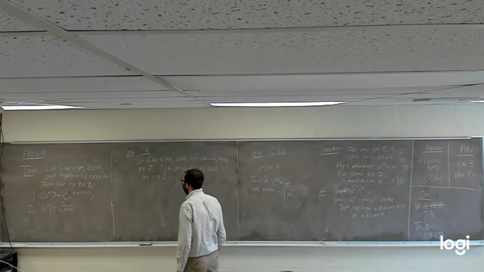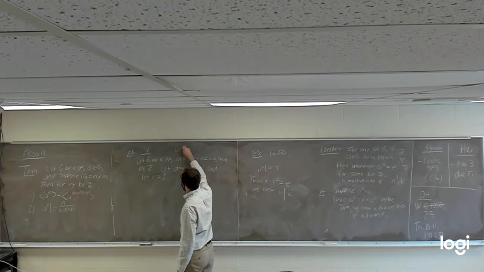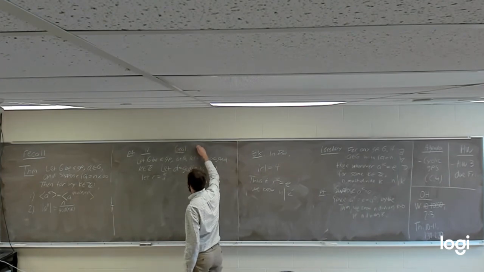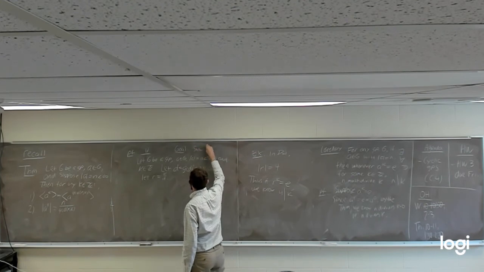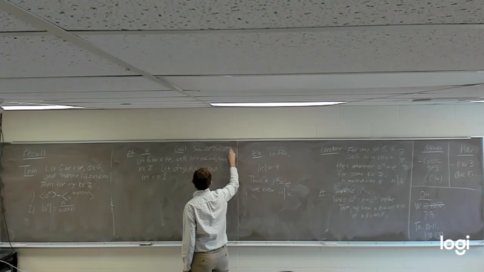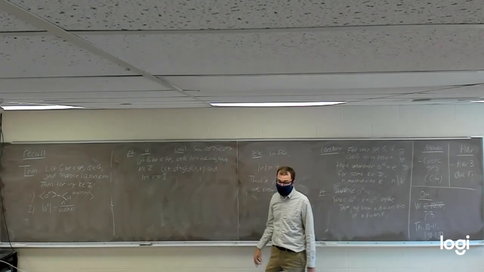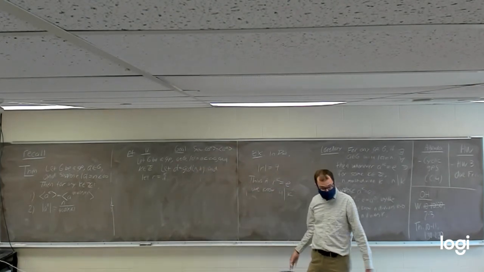So our goal, at least in number 1, is we're going to show that the group generated by a to the k is equal to the group generated by a to the d, where d is the GCD of n and k. It's going to be our goal.